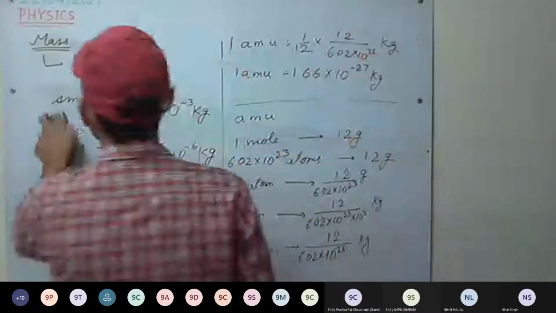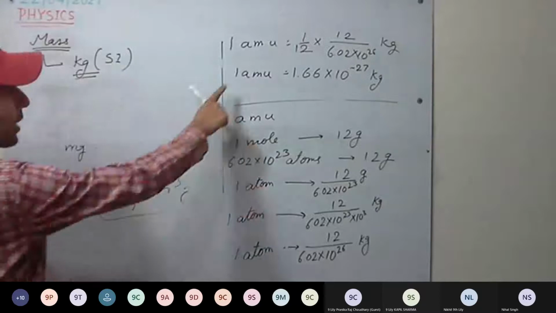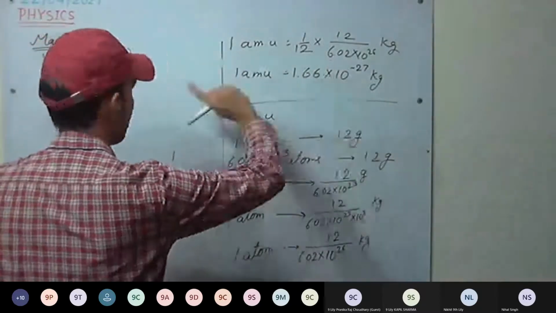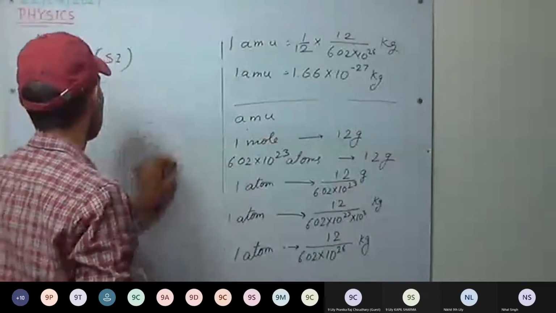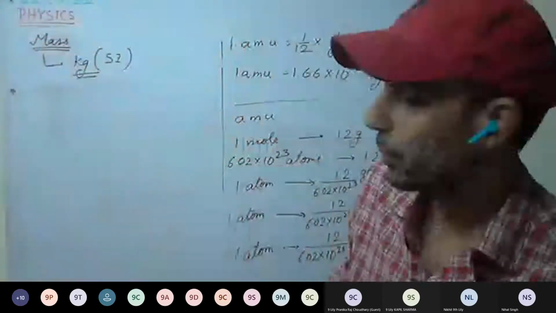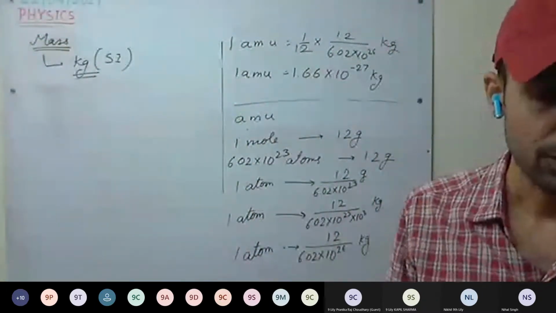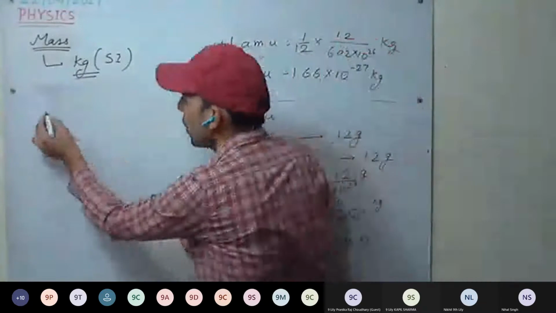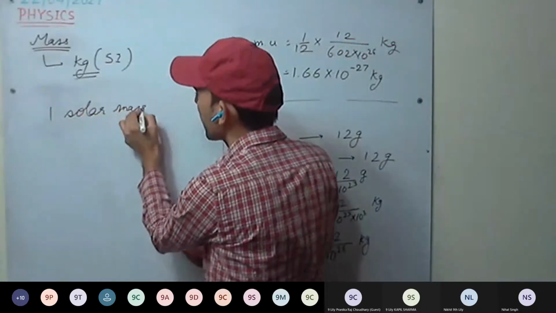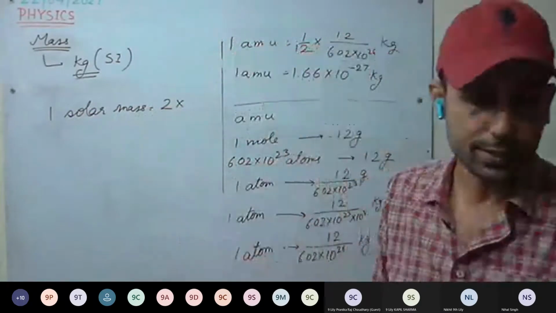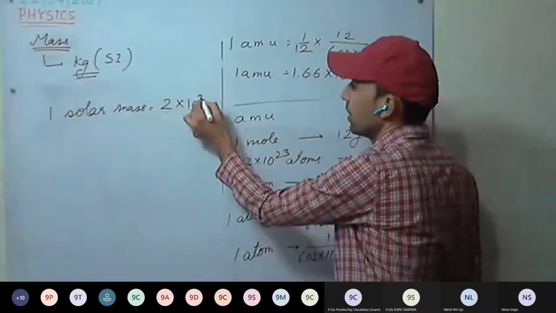So see here, kg was the SI unit. Other units were derived in terms of kg. Now, for example, we have to measure very huge mass, for example the mass of the sun. The mass of the sun is taken as 1 solar mass. In terms of kg, it is 2 into 10 raised to power 30 kg.